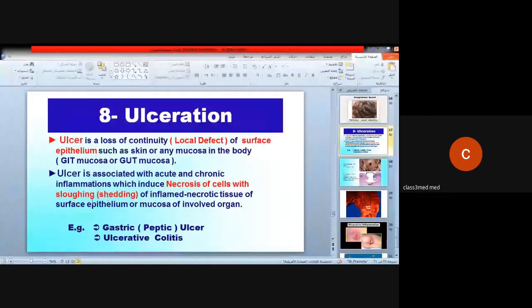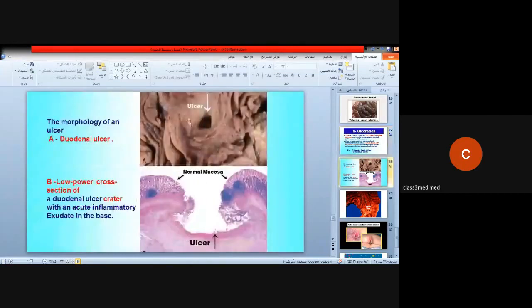Examples are gastric or peptic ulcer, duodenal ulcer, and ulcerative colitis, which is a chronic inflammatory bowel disease. This is the morphological pattern of duodenal ulcer. This is the duodenum with a local defect in the mucosa. You see, this is a local defect in the mucosa of the duodenum. This is a gross feature, and the lower picture is the histologic feature.